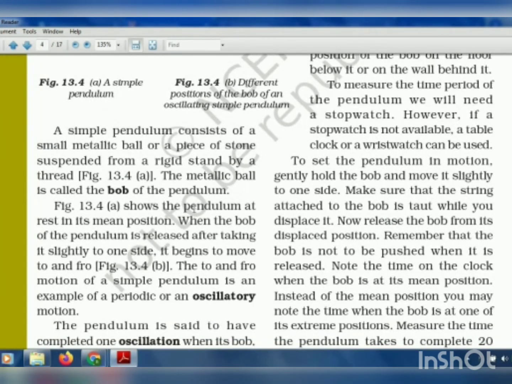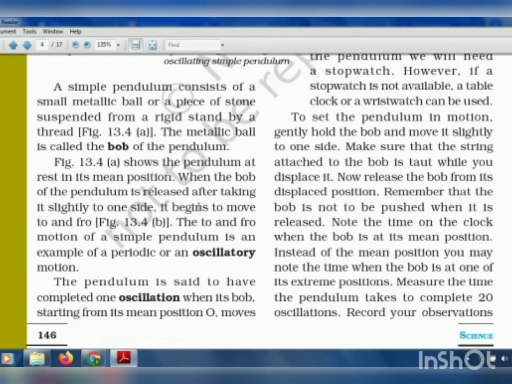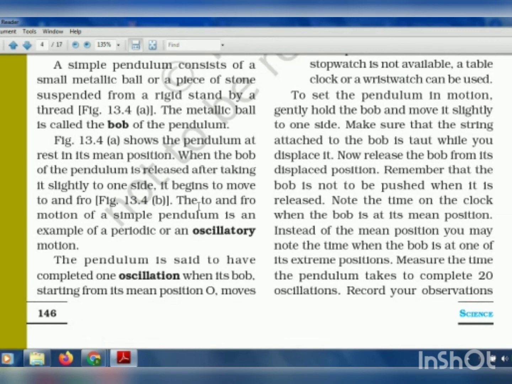So the difference is that in figure A it is at the center, it is not moving, and in B it is moving from left to right, that is from A to B. So the motion of the bob of the pendulum from A to B is a to and fro motion, which is also called a periodic motion. We call it an oscillatory motion also, because when the bob moves from A to B and comes back from B to A, we consider that it completes one oscillation. That is why it is called an oscillatory motion.